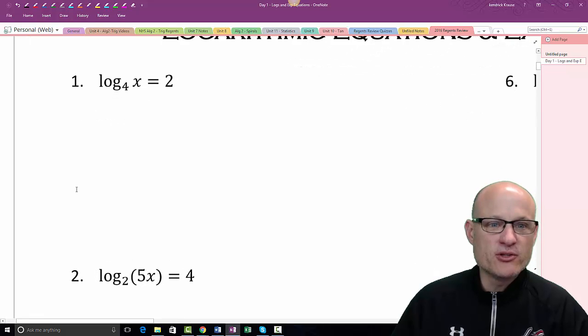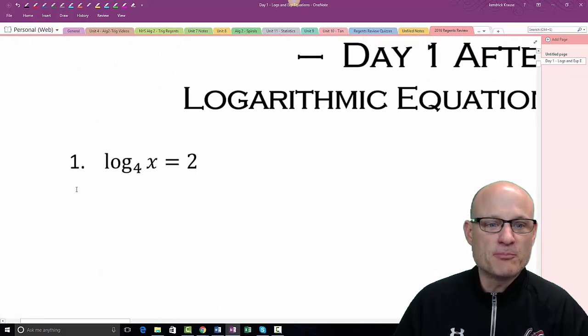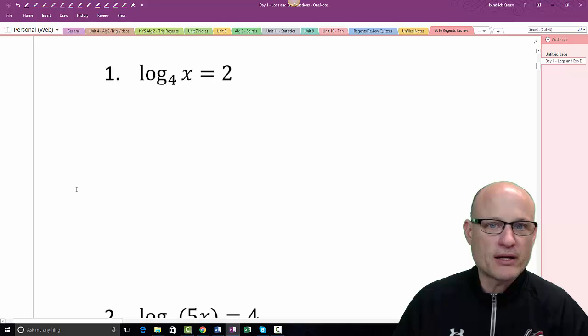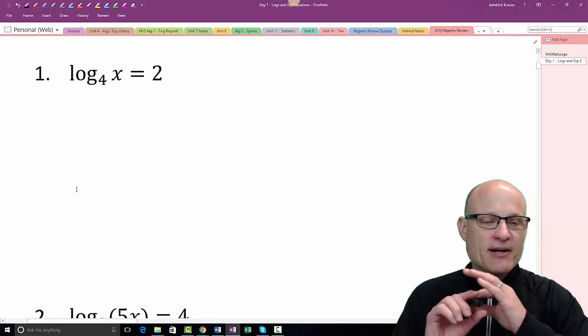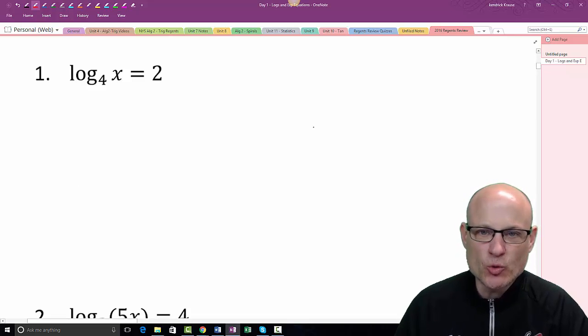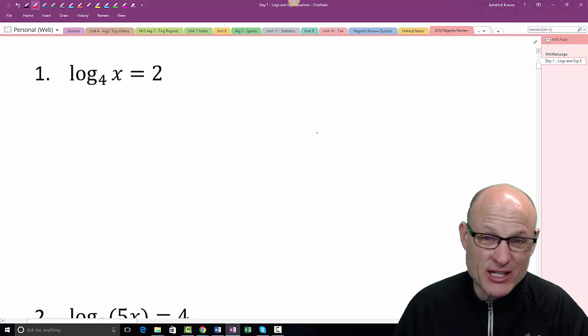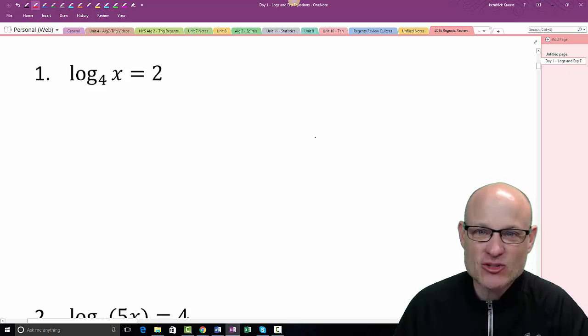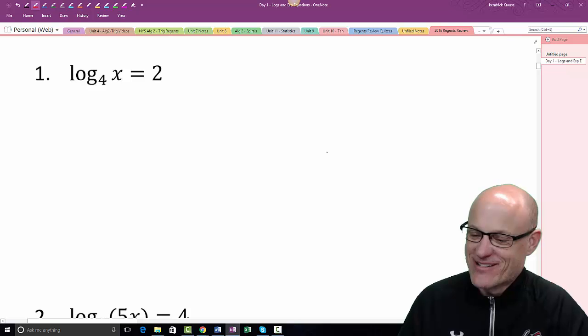The best thing you can do is just keep practicing problems. All right, here we go. We've got log base 4 of x equals 2. Now, if we have a logarithmic equation, we need to turn it into an exponential equation.